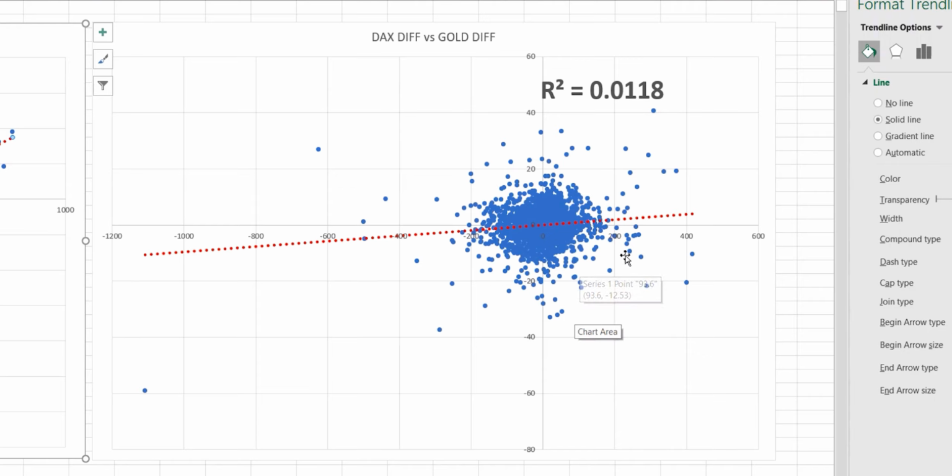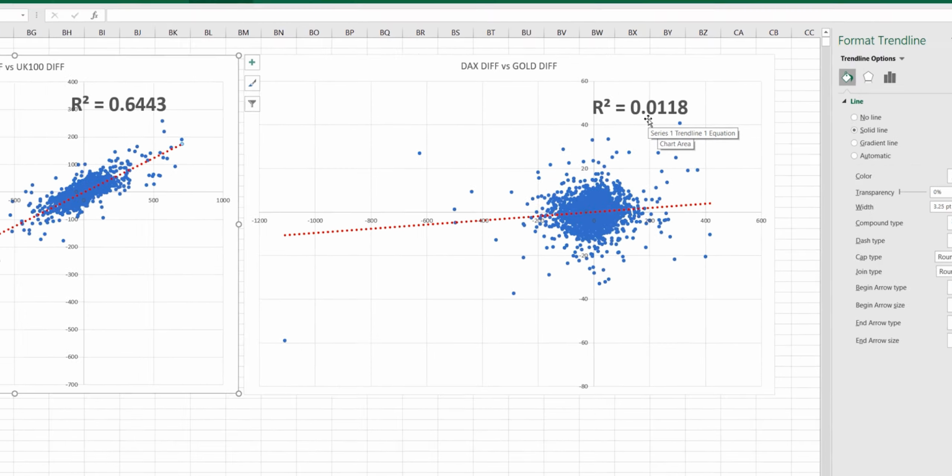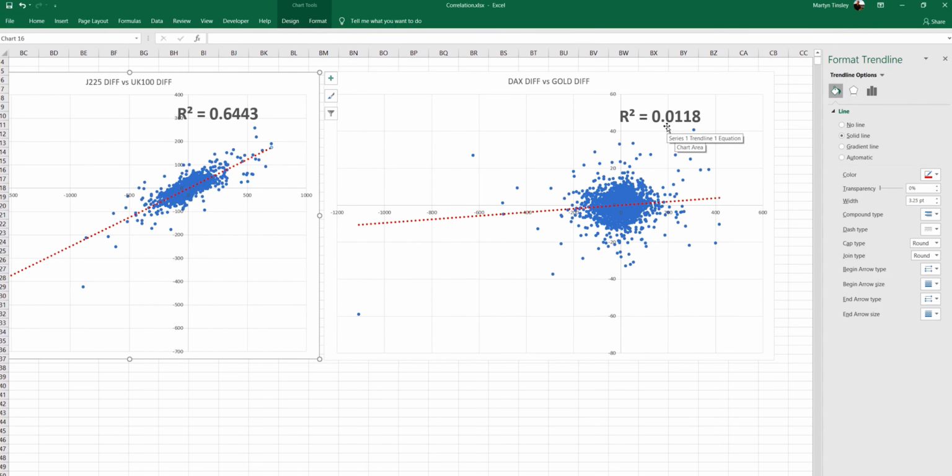And you can see that because we have almost as many points in the bottom right and top left quadrants as we do in the top right and bottom left. And so the movement seems fairly random in terms of the direction between the two. And of course, that's backed up by the R squared value of 0.01. And so again, what we have here are ideal candidates to form part of a diversified portfolio.